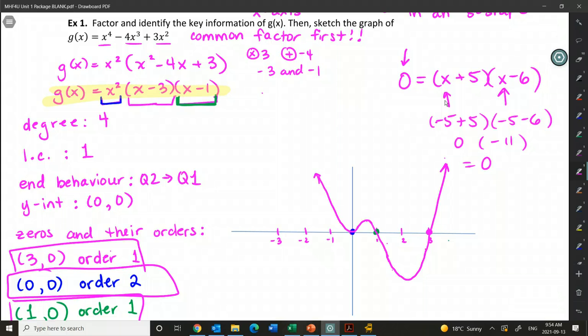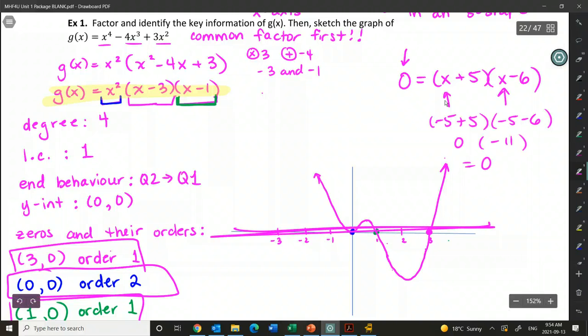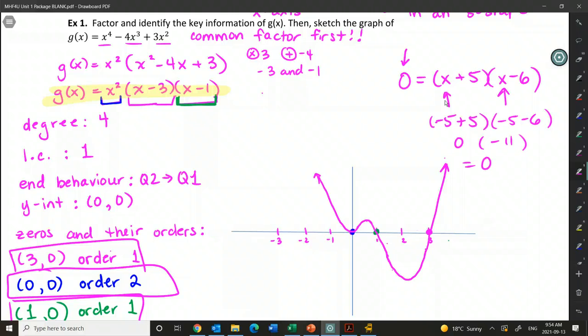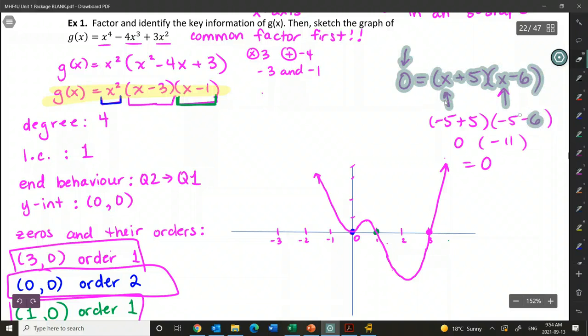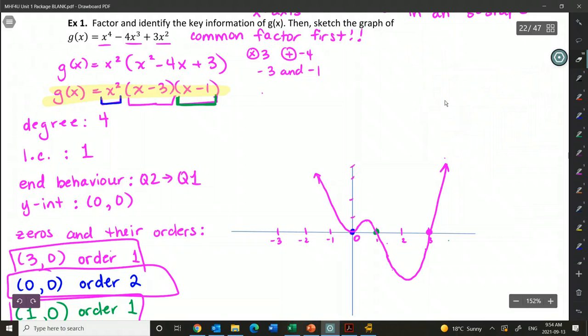So I'm looking for all the possibilities of the x's that make my y equal to 0, because on this line, y equals 0. Okay, this is where y is 0, and then 1, 2, 3, and so on. So I'm looking for the x's that make the equation equal to 0. That's how we get the x-intercepts. Okay, so you need to have it in factored form in order to do this.